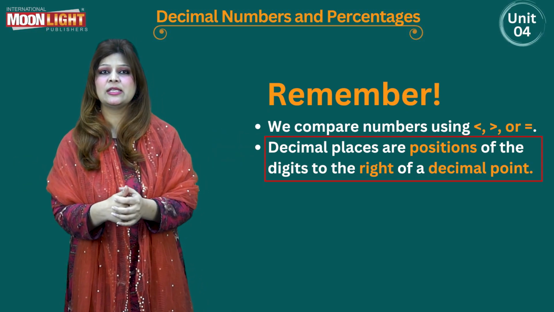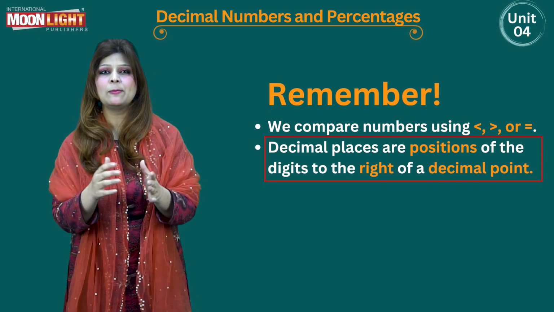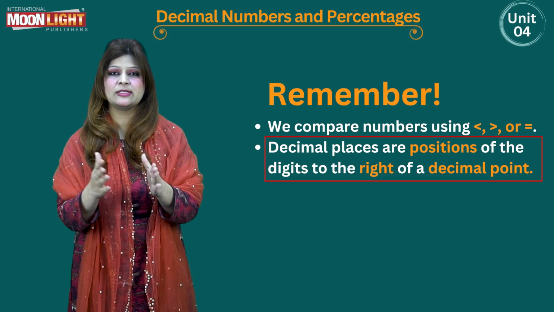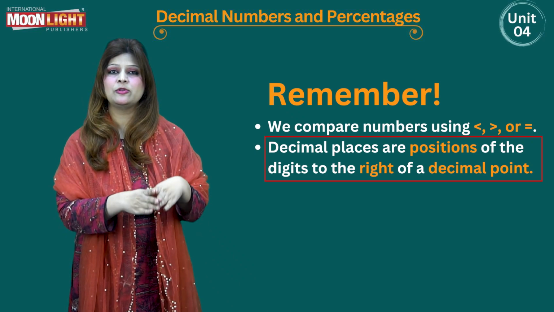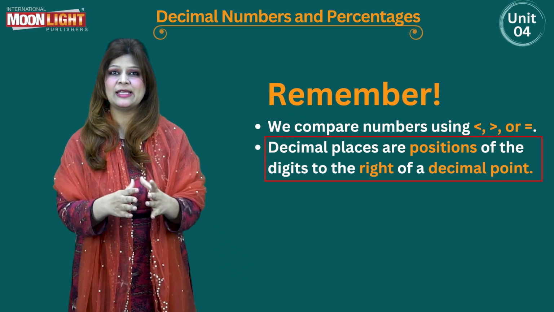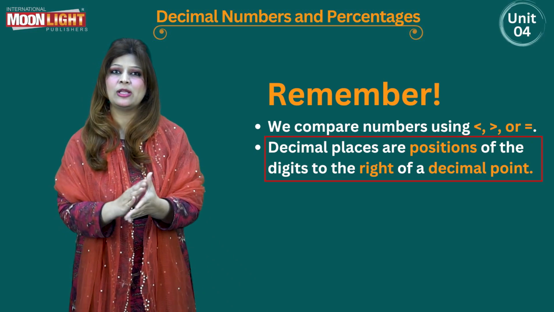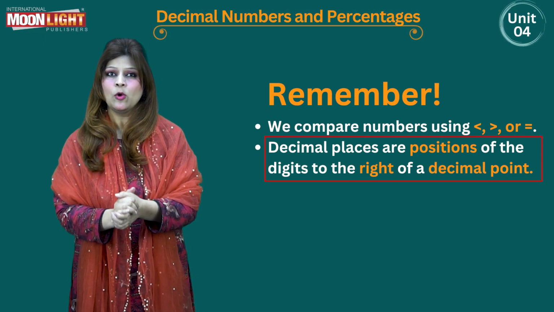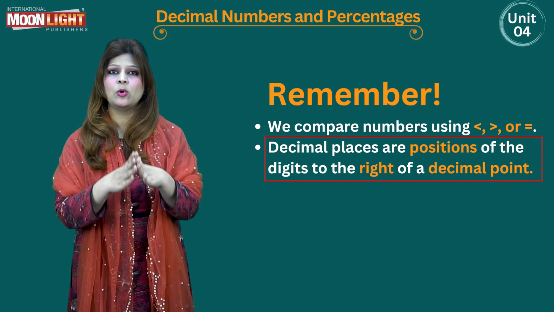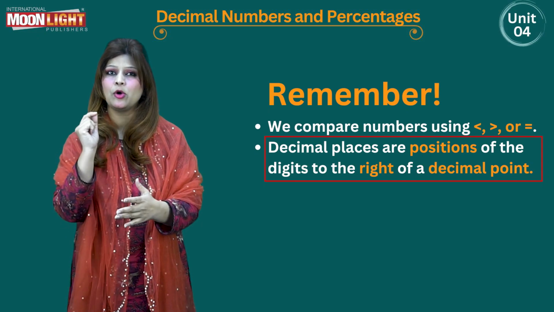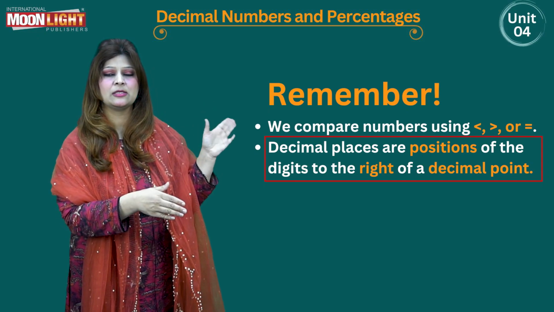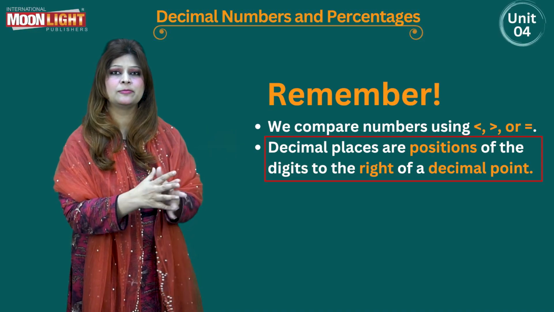Now the thing is this, what is a decimal point? I'm going to make it clear to you what a decimal point is. Whenever we have numbers with a decimal point, we call them decimal numbers. A decimal point is just a dot. You can see it in this slide, you can just check it out.